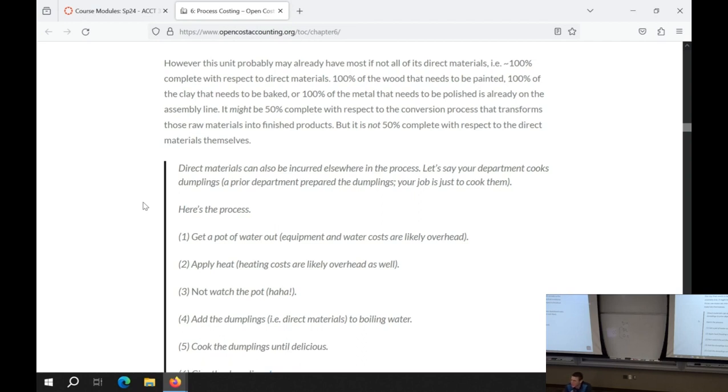I don't know. So you have your filling, you have your dumpling wrapper, like a dough of some kind, right? I think that covers it. Okay, good. So that's your direct materials. What kind of labor is involved with this?